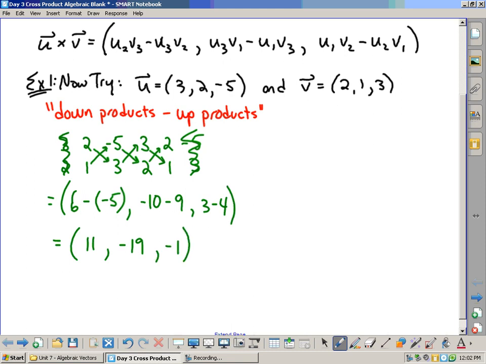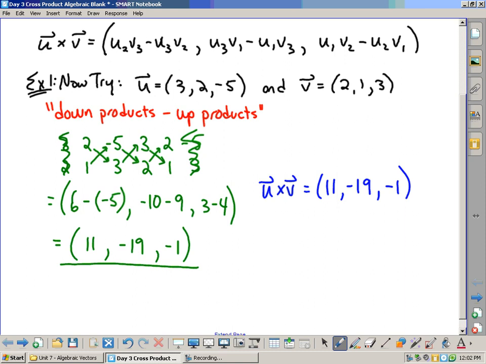And then we have our answer, which is a new vector. And the new vector answer is 11, negative 19, and negative 1. So U cross V is 11, negative 19, and negative 1.